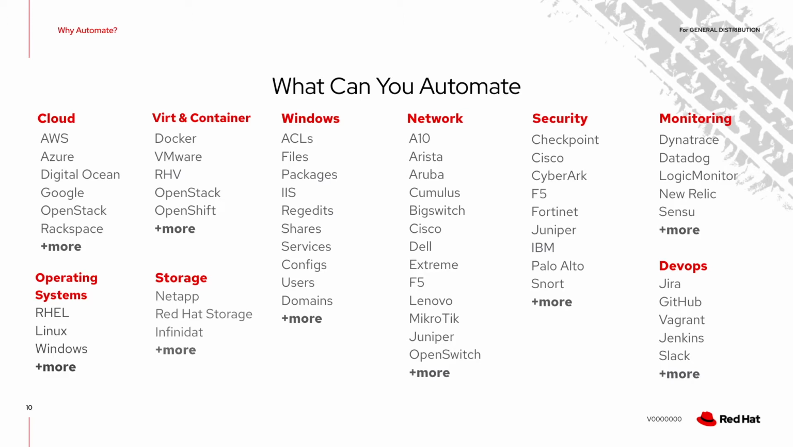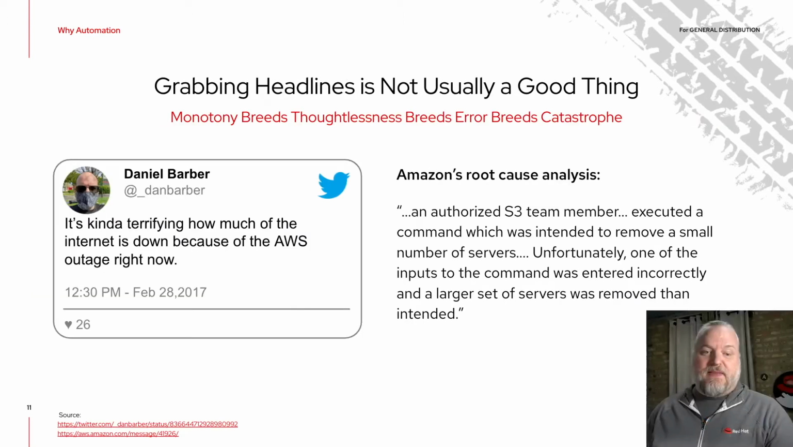But let's talk about yet another reason why automation is important. Some years ago, you might remember some headlines that were grabbed about Amazon taking down half of the internet. This was back in 2017. I know that there was one a little more recently, but this was the big one and the first one in 2017. And a couple pundits around the world talked about how terrifying it was how much of the internet went down because of the outage, right?